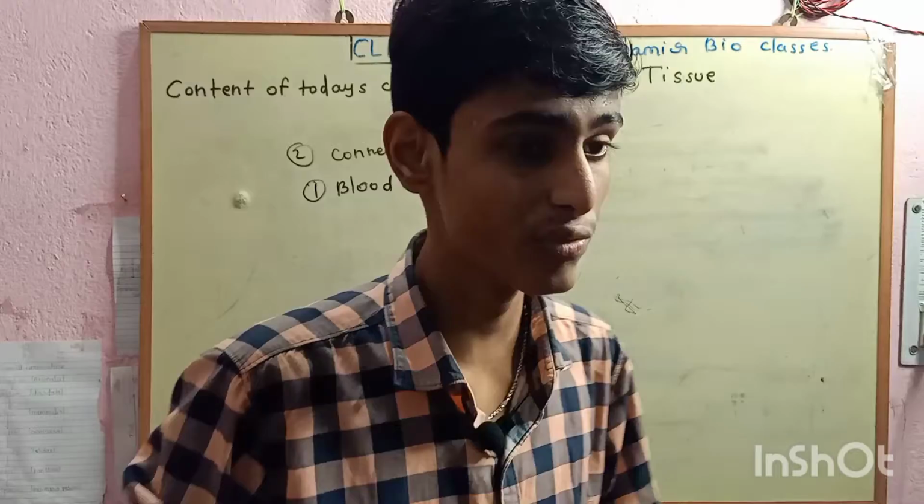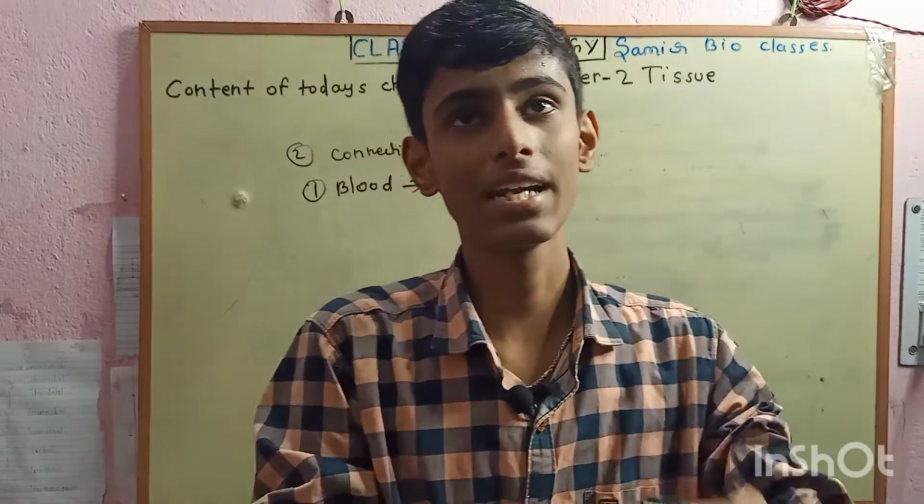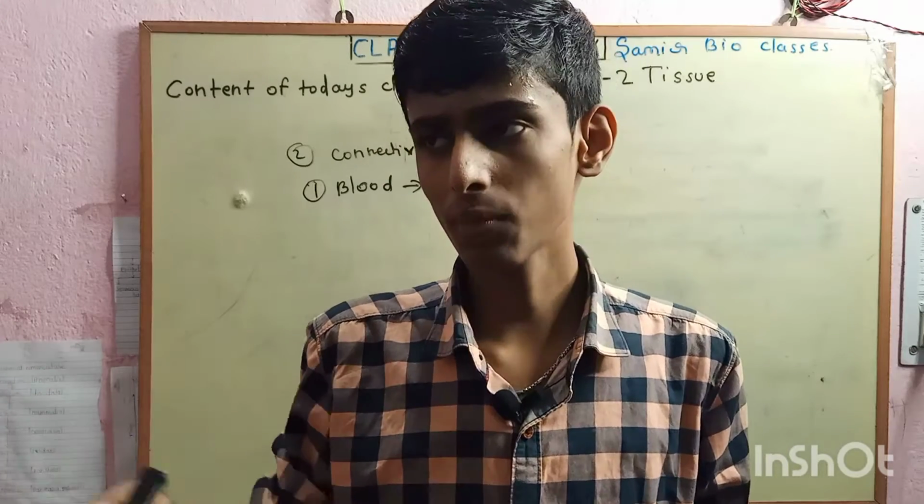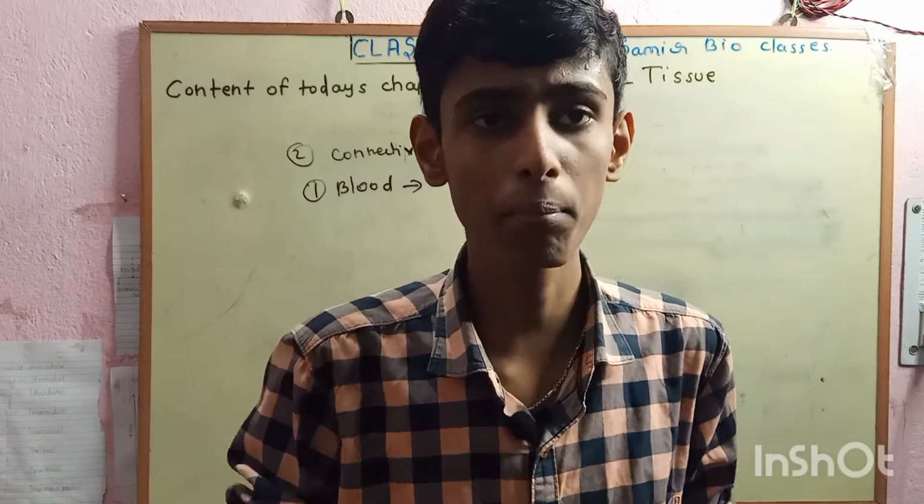WBC protect against the various pathogens. And platelets are found only in mammals, not in other animals. It will not be found in fish. It is only found in mammals, and it helps in blood clotting.